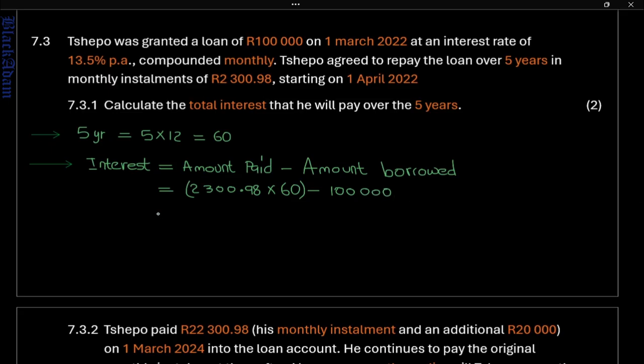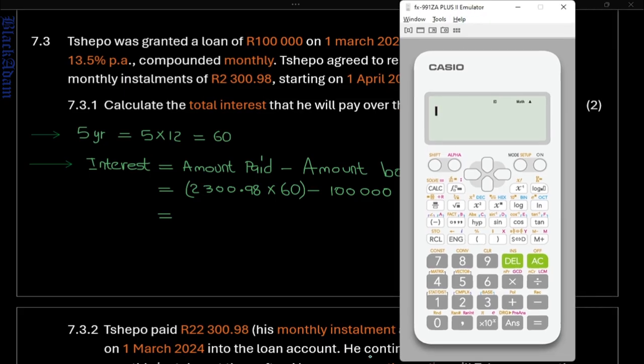We can use a calculator for that. So on the calculator it will be 2,398 multiplied by 60, and we get an answer. Or we can put the brackets, so that's bracket minus 100,000.